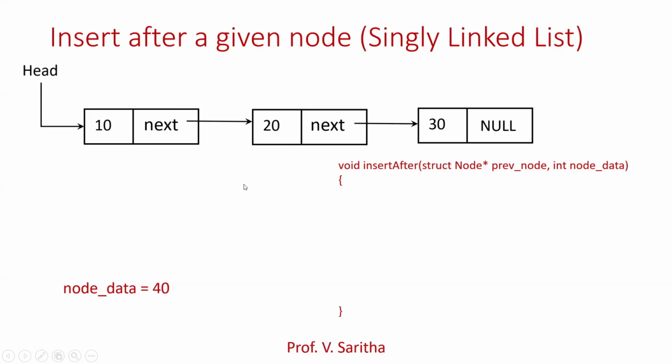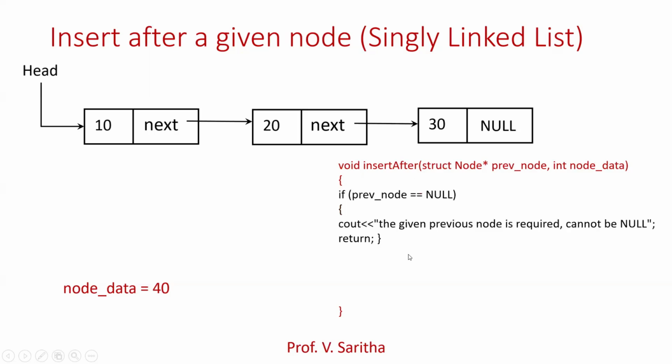Suppose I want to insert after 20. Then it will compare first with 10, and because it is not matching, it will go to 20. And then because it is matching, this next pointer will become the previous node. So once you get the previous node and the node data that we want to insert, the insert after function will start executing.